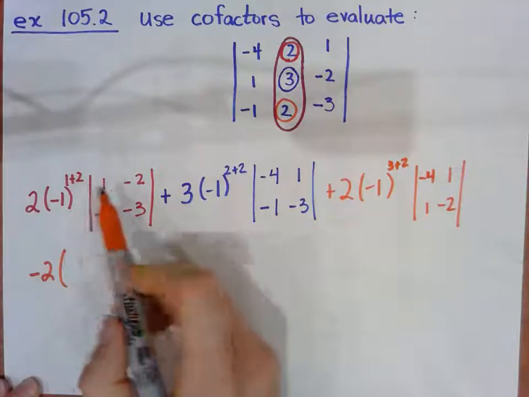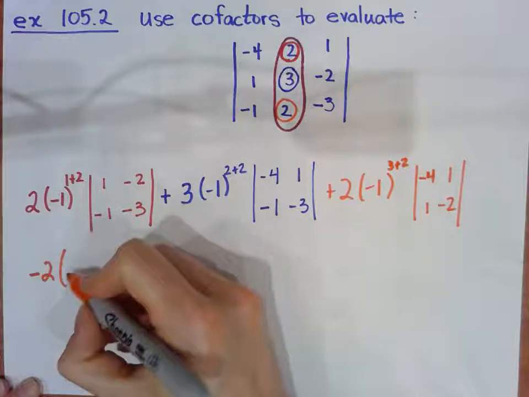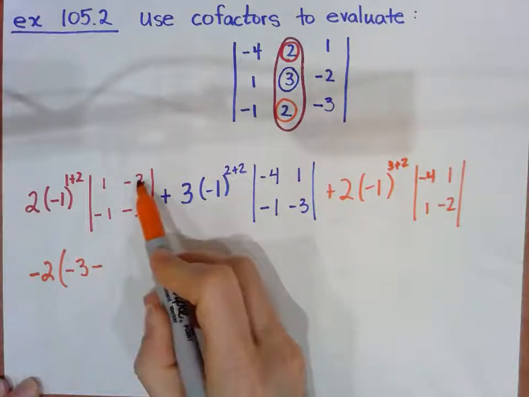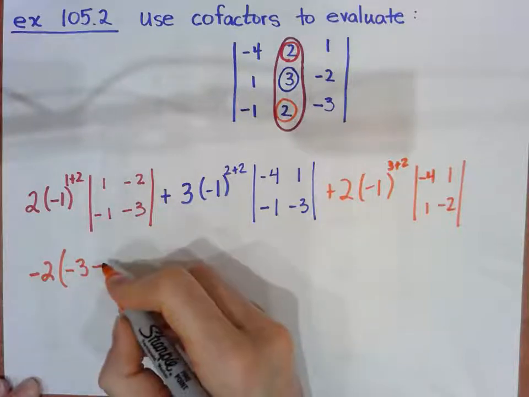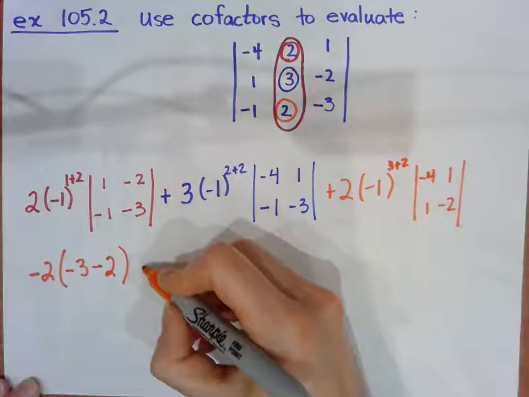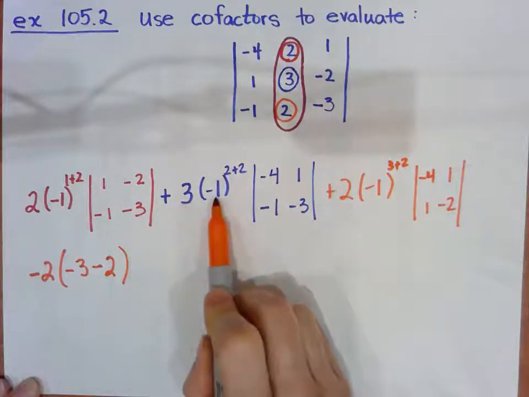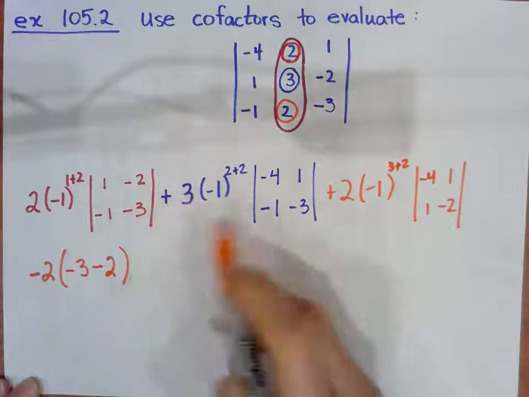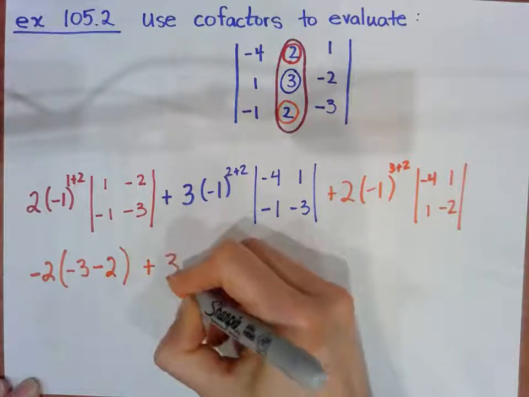And then this determinant would be negative 3 minus negative 1 times negative 2 is positive 2. So negative 3 minus positive 2. And then we'll have 3. Then negative 1 to the fourth power is positive 1. So this is just going to be a plus 3.